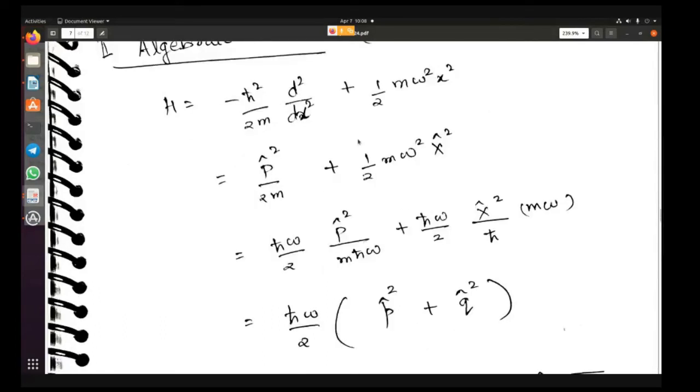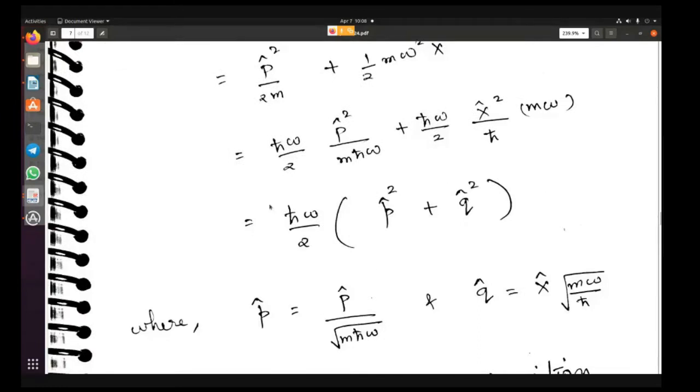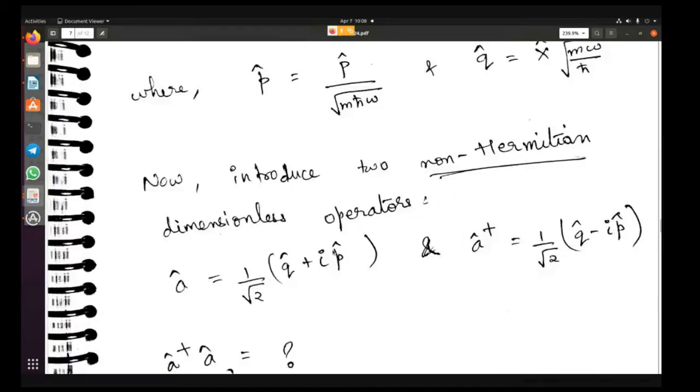So in the matrix method, what we did, we took this Hamiltonian, which had the kinetic energy part and the potential energy part, and we wrote it in terms of P square plus Q square. And then we factored this Hamiltonian into two parts, so that we defined two new operators, where A was 1 by root 2 into Q plus iP and A dagger was 1 by root 2 into Q minus iP.